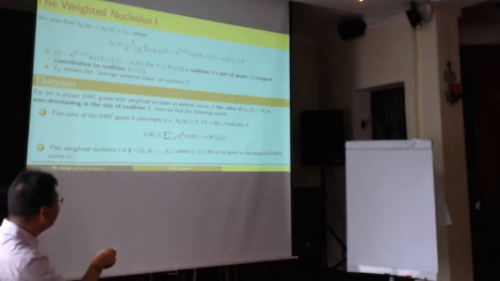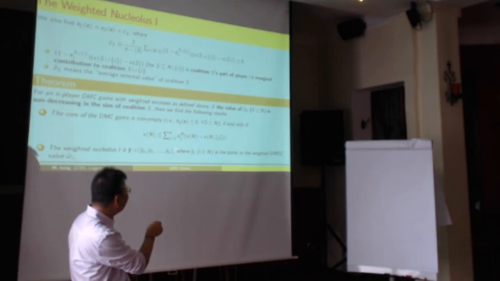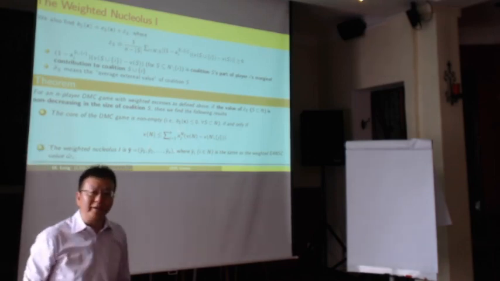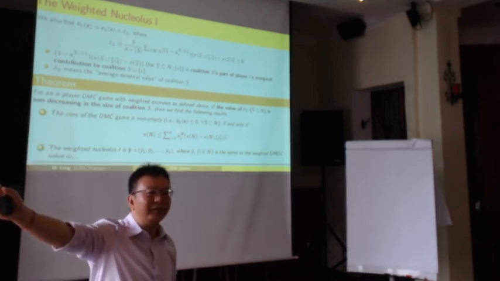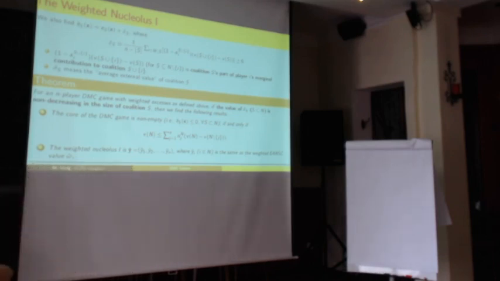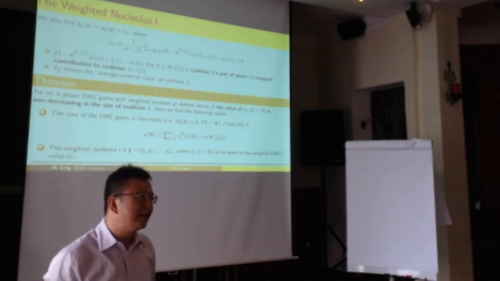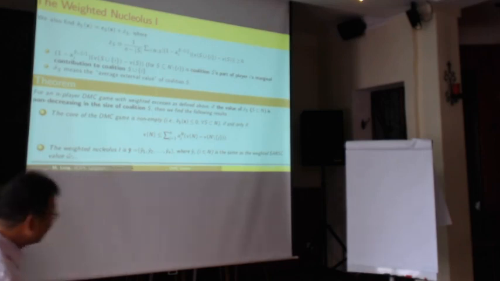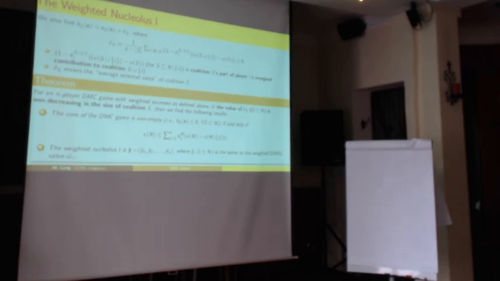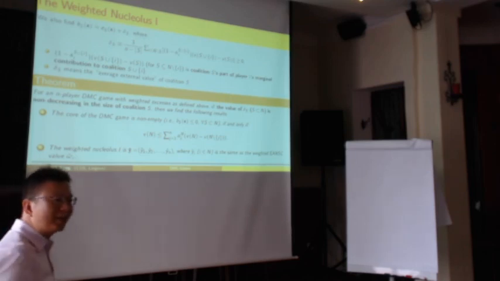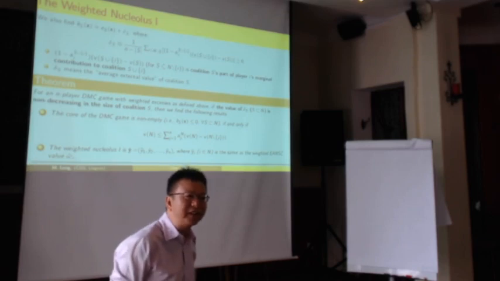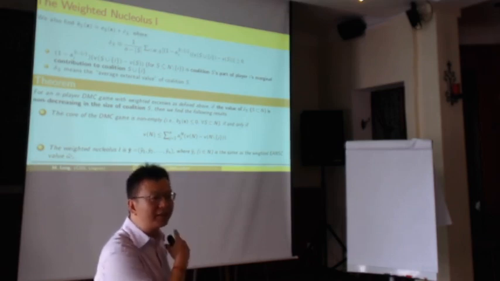So if we assume alpha is only 1, this inequality is reduced to the original one. So this is more general. And also we have the weighted nucleus, but we find that this nucleus now is the same as a suggestion from Hall. Okay, the weighted nucleus. So this is the first one. Definitely, based on different definitions of the weighted axis, we have different weighted nuclei. So this is the first one.